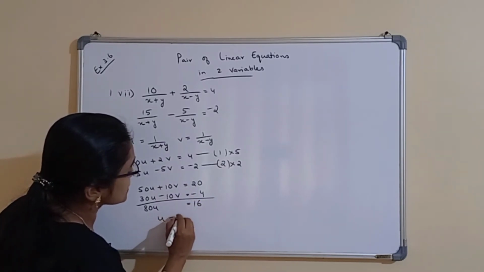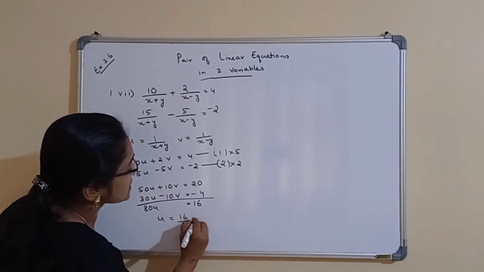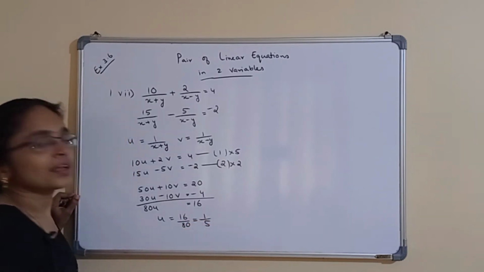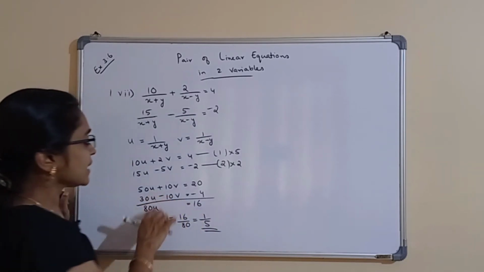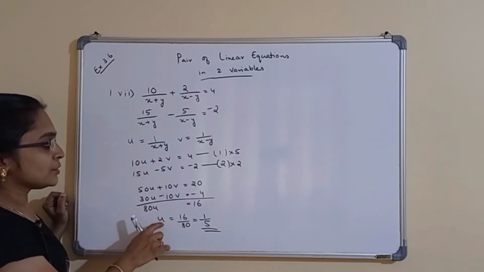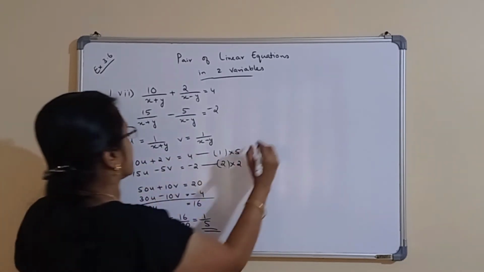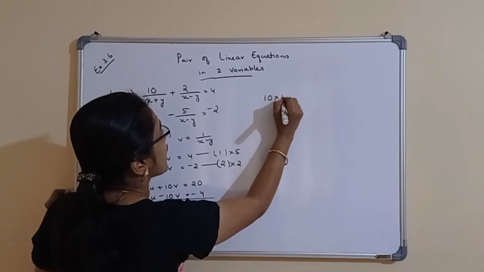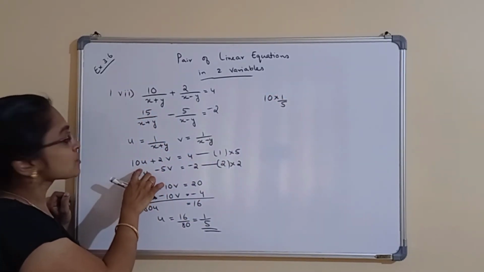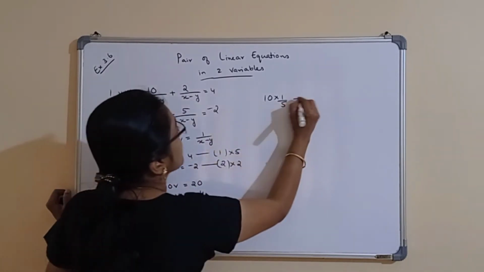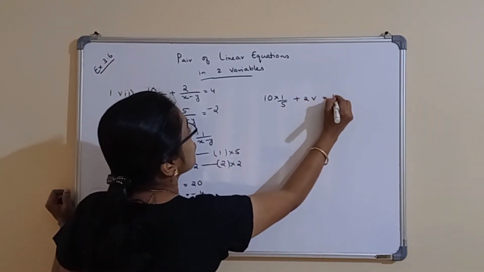So u equal to 16 by 80, which is equal to 1 by 5. So we got the value of u as 1 by 5. Now we can substitute that value in this. So 10u, u is 1 by 5. So 10 into 1 by 5 plus 2v is equal to 4.